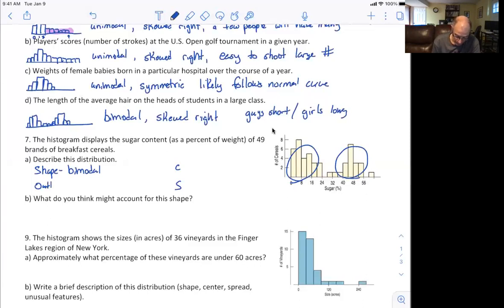Outliers. I'm just going to put no apparent outliers. Center. Again, there's a couple of different ways we could go. In reality, the center is going to fall right about here. However, there's not very many cereals there. So I'm going to talk about the center of those clusters. There's a cluster at 8% sugar here, and then there's another one here at roughly 45%.